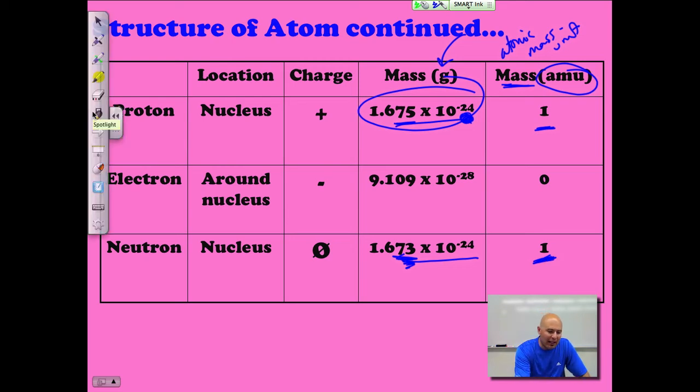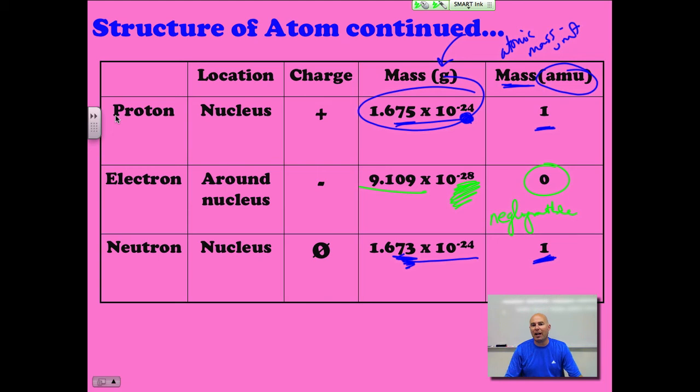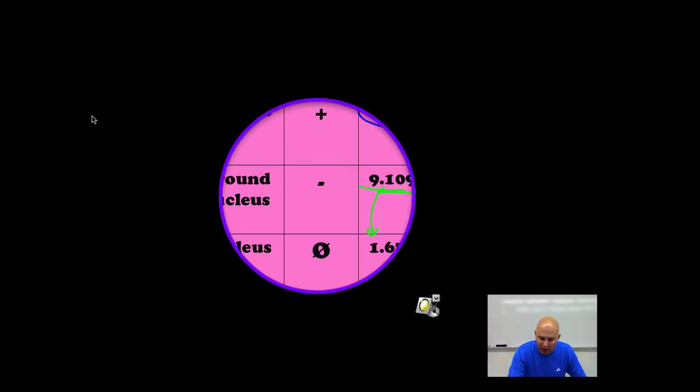Now, the reason an electron is 0 for an AMU, though electrons certainly do have mass, is that we consider them negligible mass, because notice the exponent here. We have 9.109, which is larger than 1.673, but it's 9.109 times 10 to the negative 28.